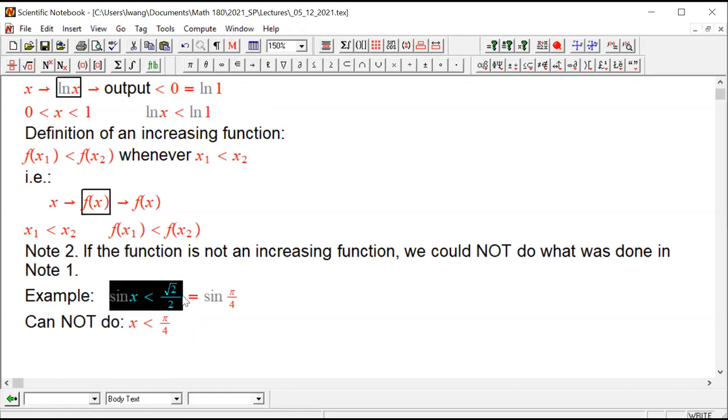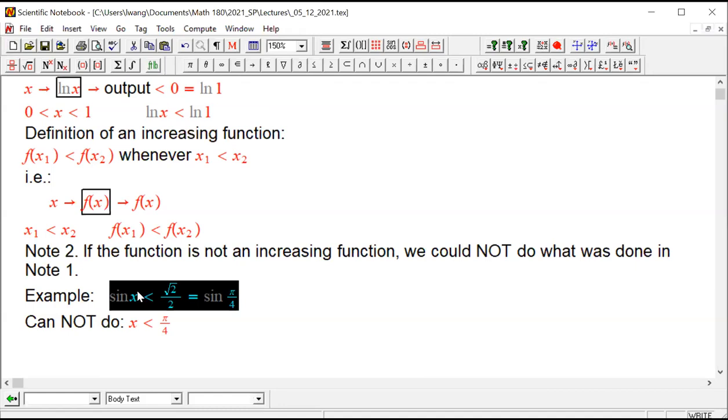Then what will be the solution? What is the solution? We're going to put this question on the side. We're going to come back to it, because this solution is a little bit more complicated. We have to look at the graph.